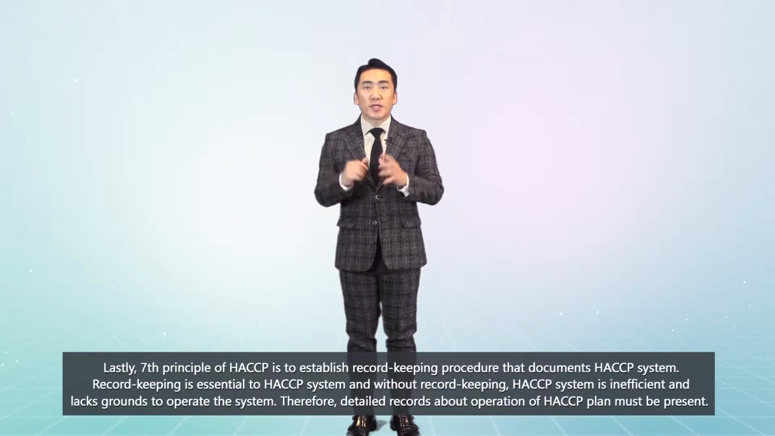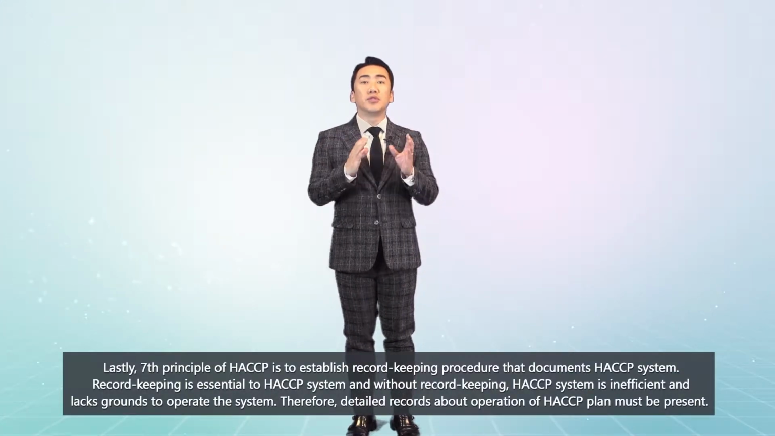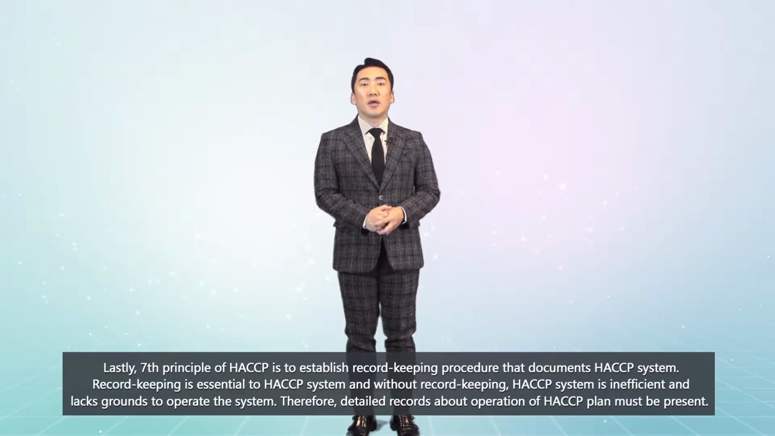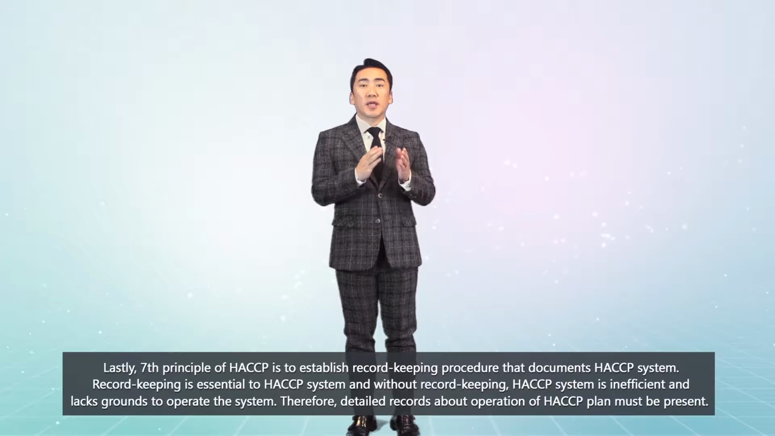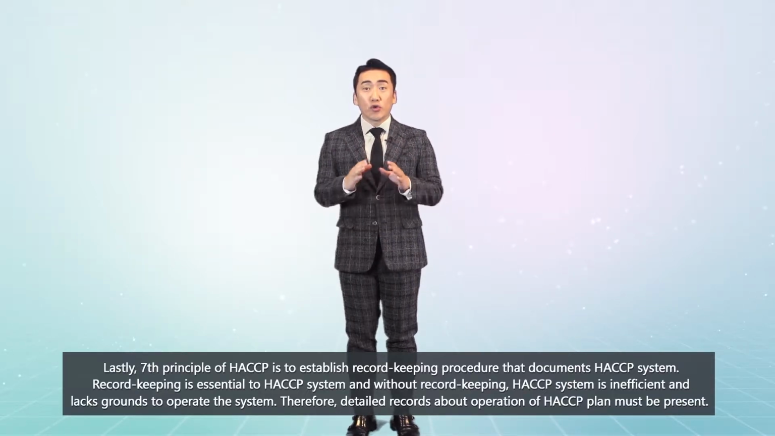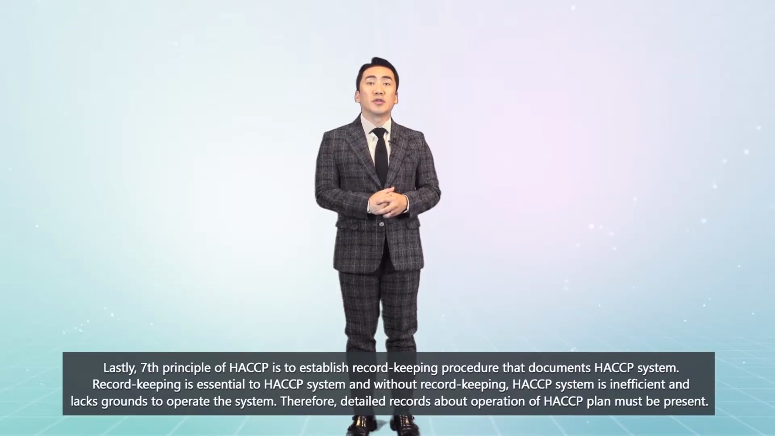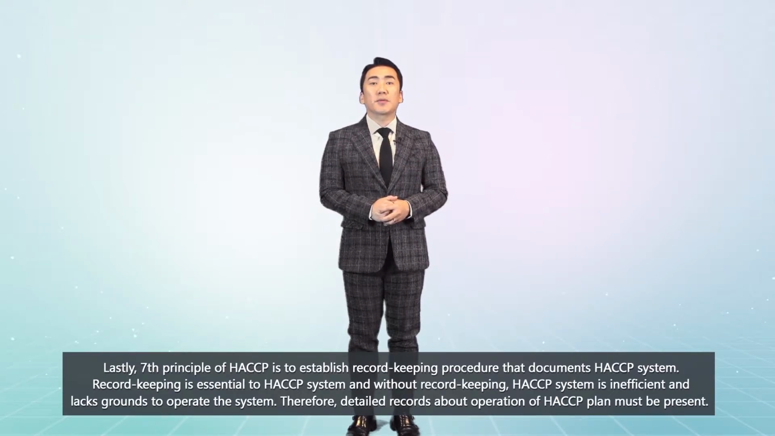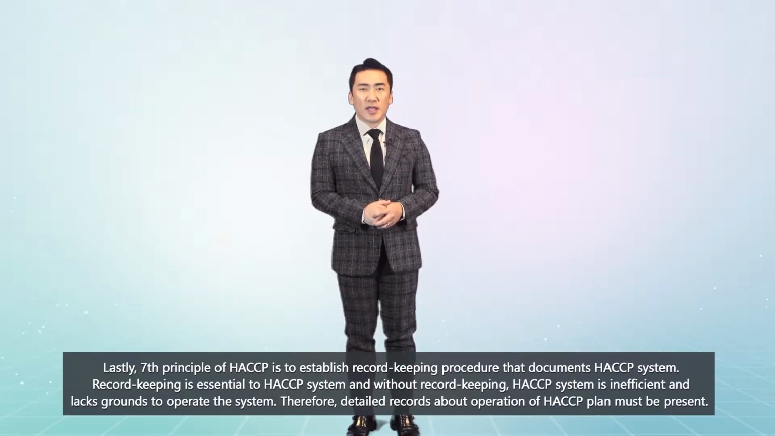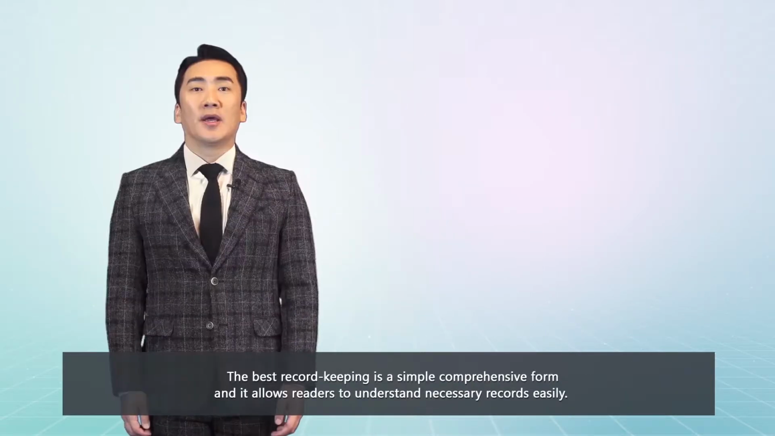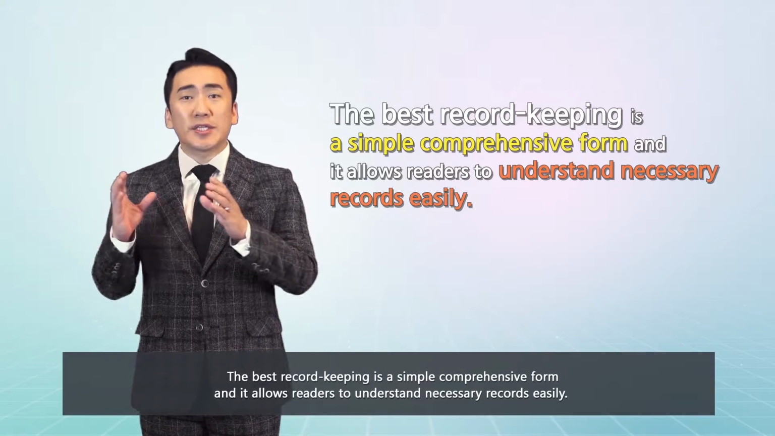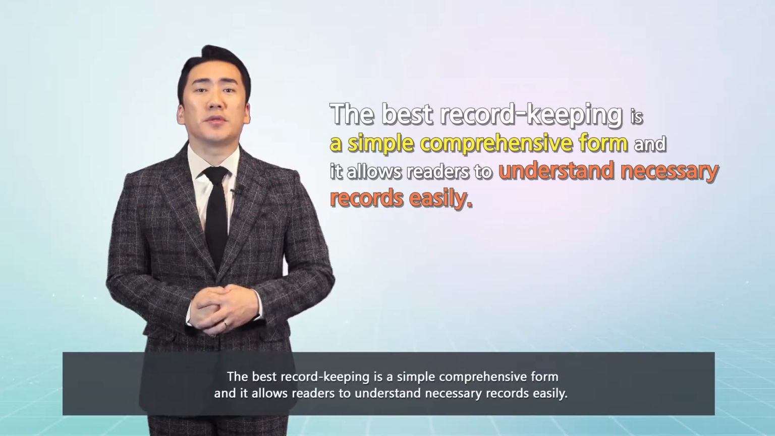Lastly, the seventh principle of HACCP is to establish record-keeping procedures that document the HACCP system. Record keeping is essential to the HACCP system, and without record keeping, the HACCP system is inefficient and lacks grounds to operate the system. Therefore, detailed records about operation of the HACCP plan must be present. The best record keeping is a simple, comprehensive form, and it allows readers to understand necessary records easily.